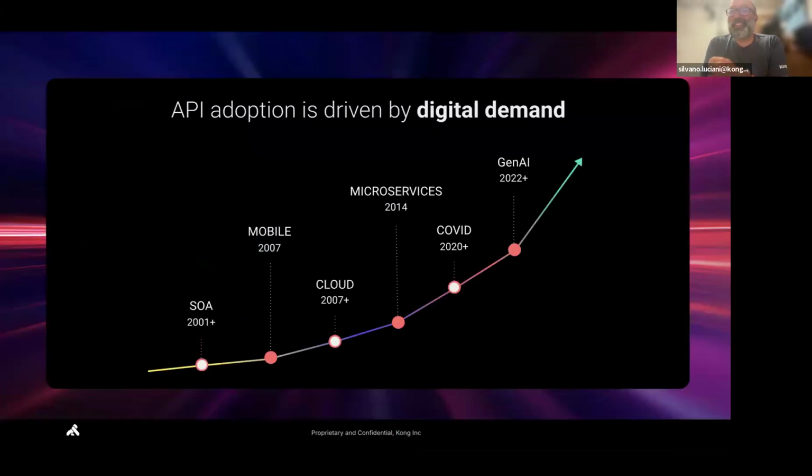As you might know, here at Kong, our mission is to power the API world. So APIs are really important for us. And it's crazy to see the growth of usage of API, and now this is driven by digital demand.